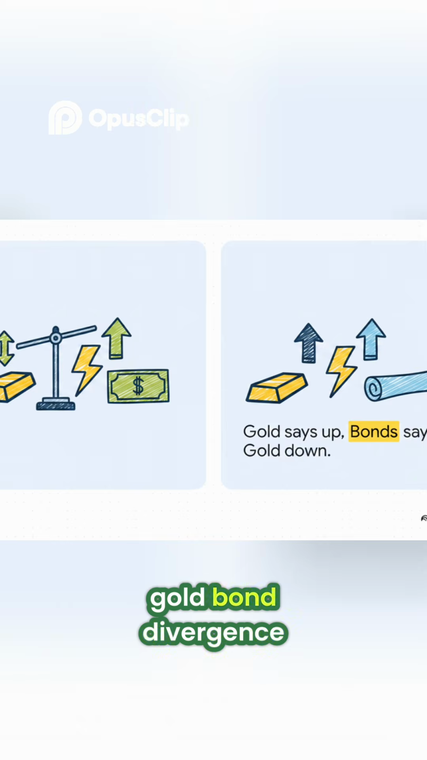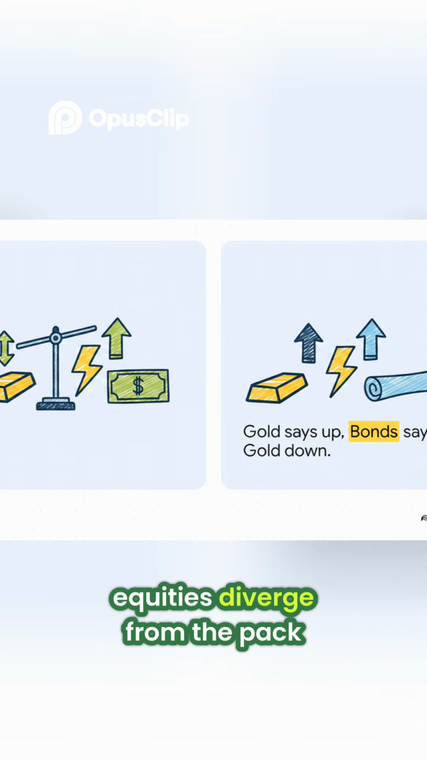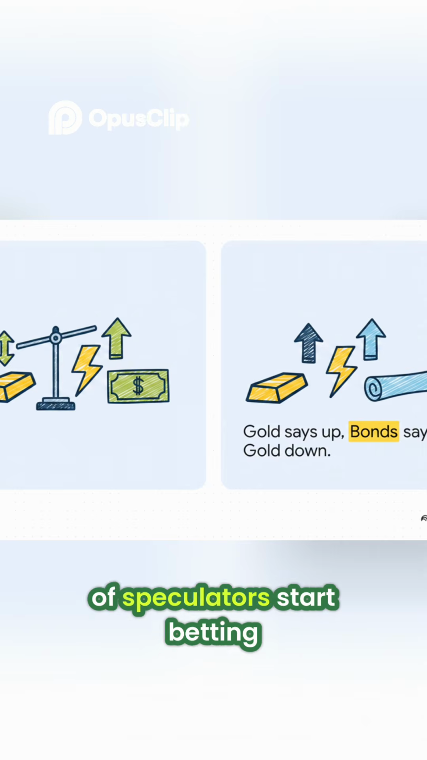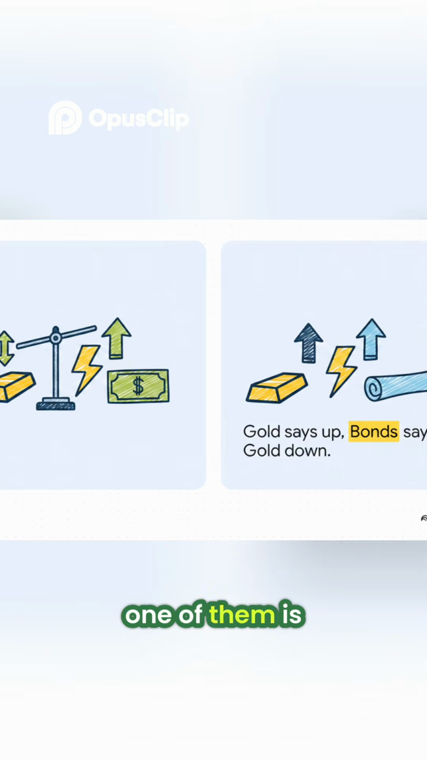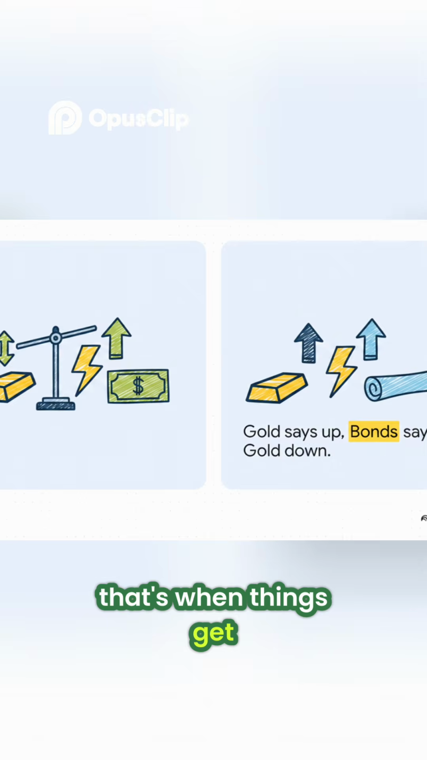Type 2 is a gold-bond divergence, where gold positioning totally contradicts where the bond market thinks interest rates are actually going. Type 3 is when equities diverge from the pack. When these big groups of speculators start betting in opposite directions, one of them is fundamentally wrong, and man, they are about to get absolutely squeezed. And when these signals start stacking up, that's when things get really exciting.